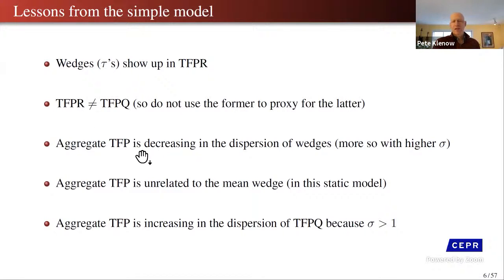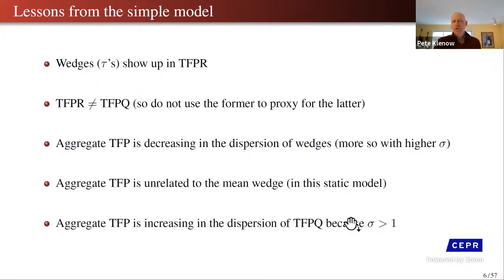Other things I stressed is TFP is decreasing in the dispersion of these wedges. And as I mentioned, more so the higher is sigma. Aggregate TFP in this static model is unrelated to the mean wedge, but in other models, like if there's free entry or there's investments in quality, ongoing R&D, then the mean wedge will start to have dynamic implications. So that's just a simplification here that the mean wedge didn't do anything at all.